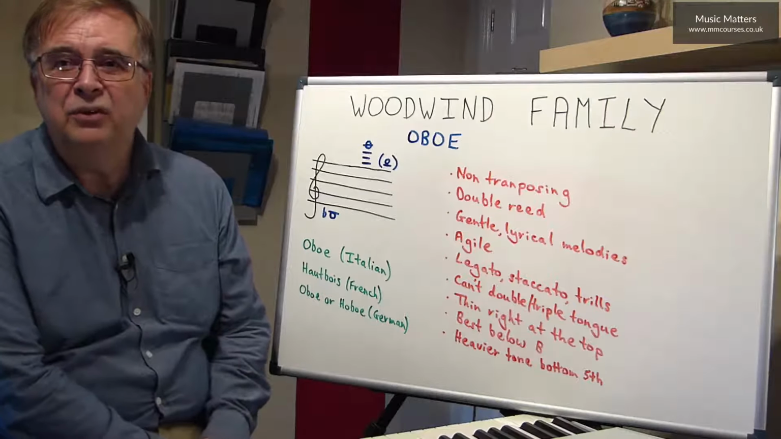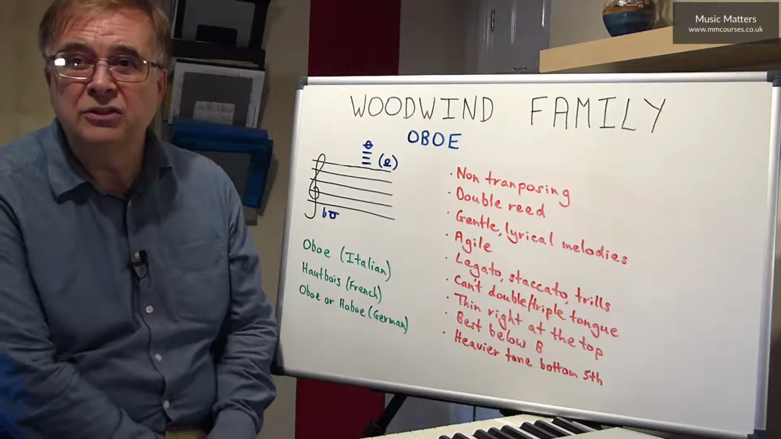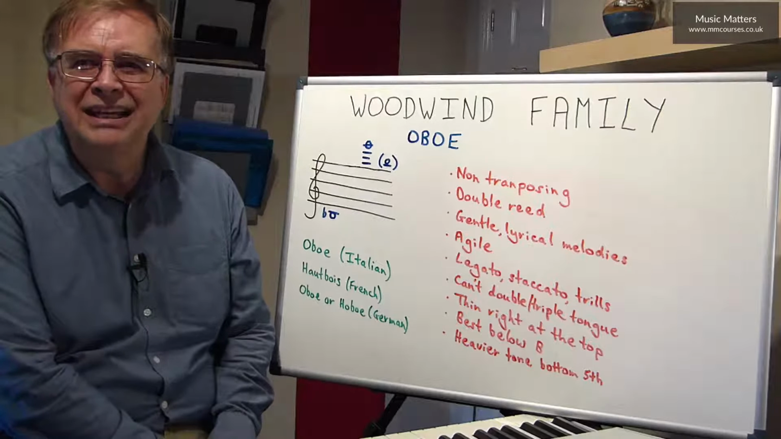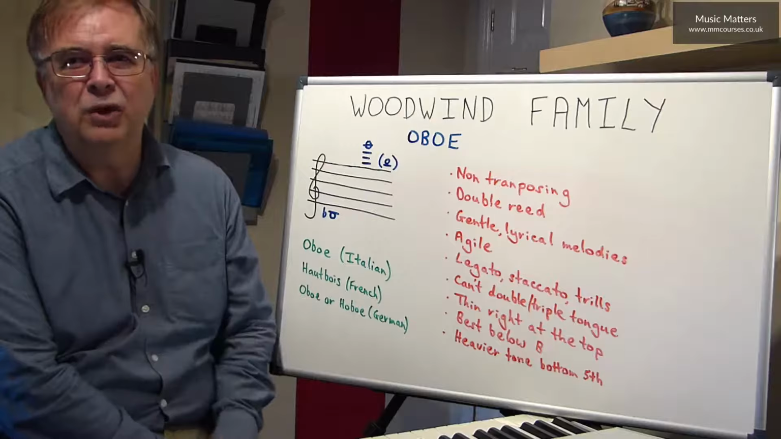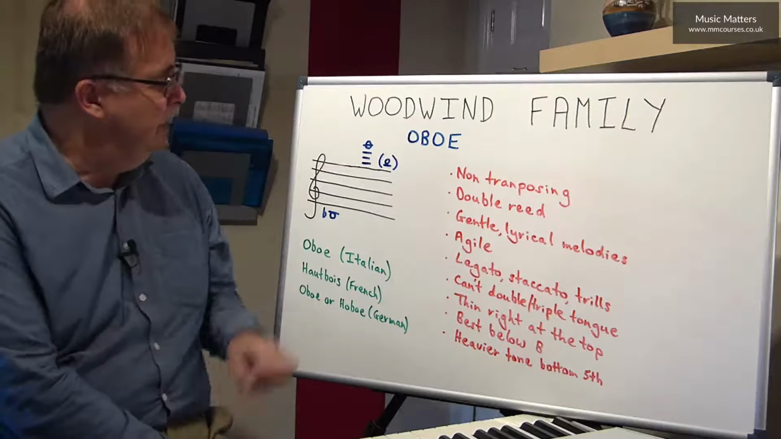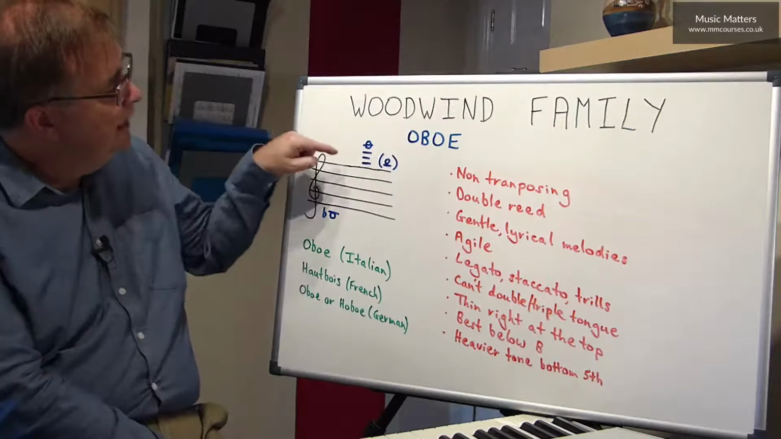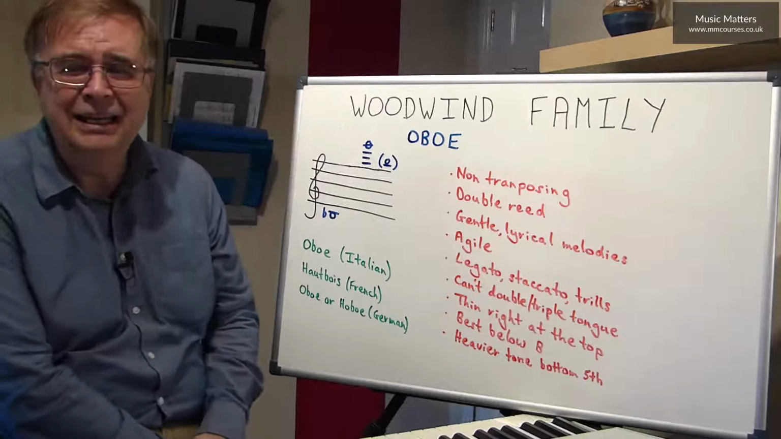And really the most important thing when you're trying to remember the ranges of instruments is to be sure about the bottom notes, because it's very easy to slip off the bottom of the range if you're not careful. But B flat is your bottom note for the oboe. It can go all the way up here.